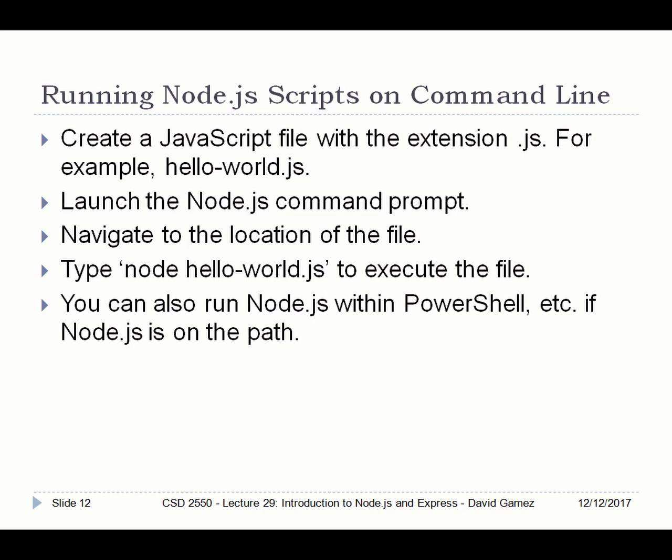So what we do is we create a JavaScript file with the extension .js, like hello world.js, something like that. Then we launch the Node.js command prompt. We navigate to the location of the file. We type node hello world.js. This is a bit like Java, right? You say java, and then whatever you're executing, right? So we're telling Node to execute this JavaScript file we just created. And if Node.js is on the path, we can do the same thing within PowerShell or whatever, if you're running it from a machine where Node's been installed.